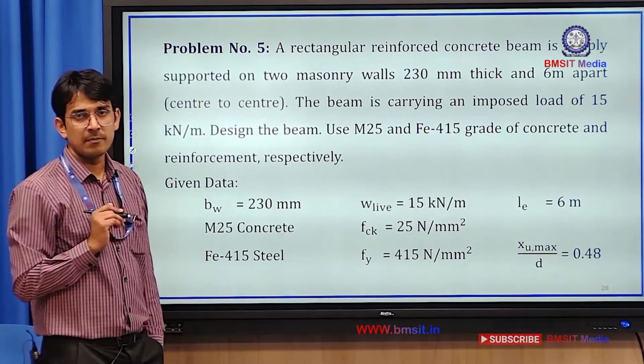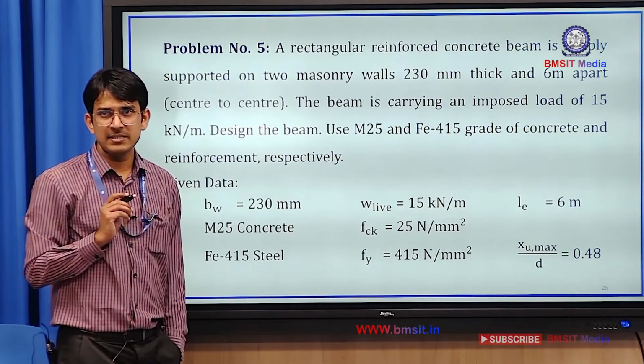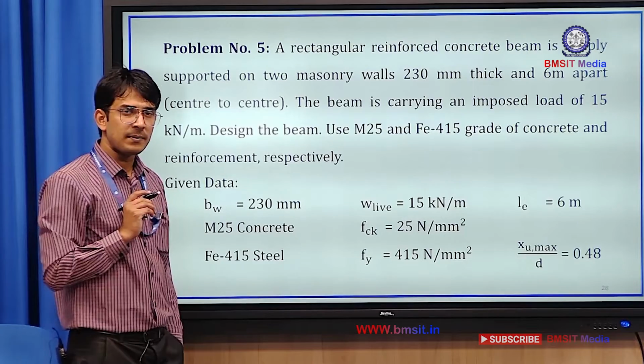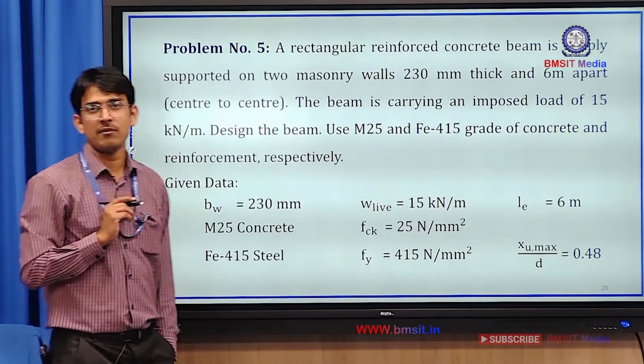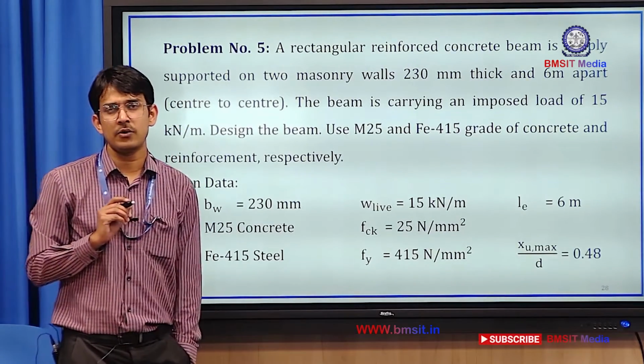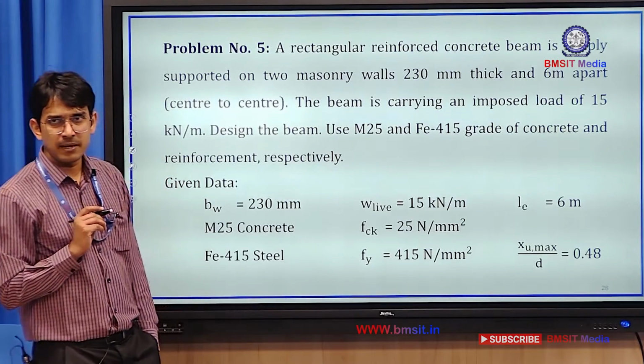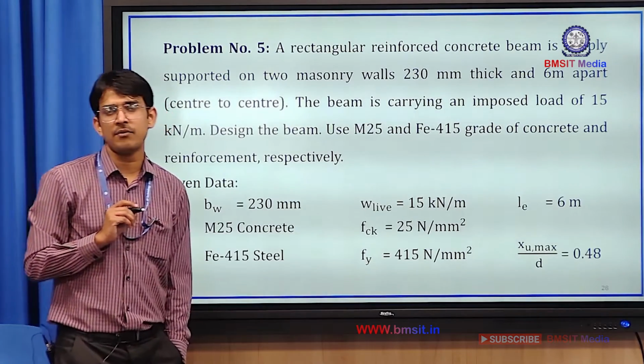It is center to center, which means it is the effective span LE, and the beam is carrying an imposed load of 15 kilonewton per meter. Imposed load means it is the live load given to us. We have to design this beam, and we have the grade of materials M25 and Fe415.